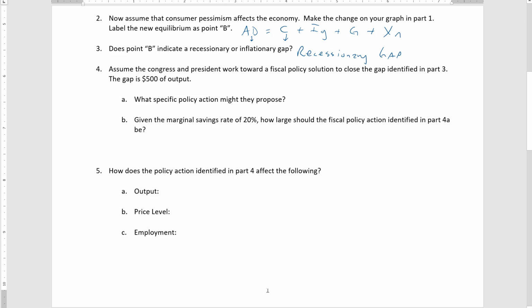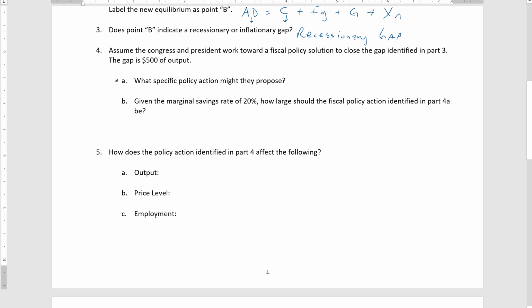All right, and it says that in Part B, we have an MPS of 0.2. So if the Congress and President want to fix this using fiscal policy, they are either going to increase government spending or they are going to reduce taxes. So how large should that be?